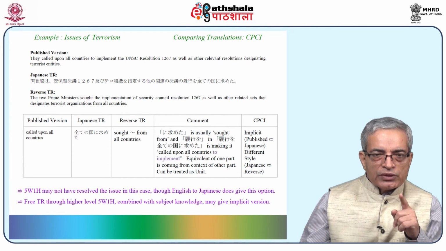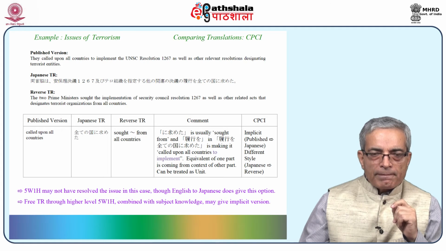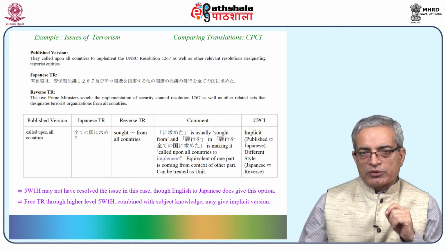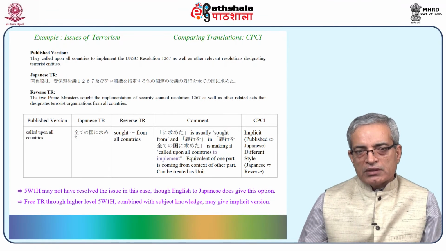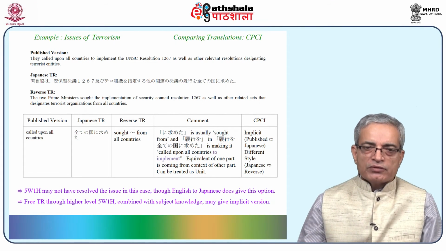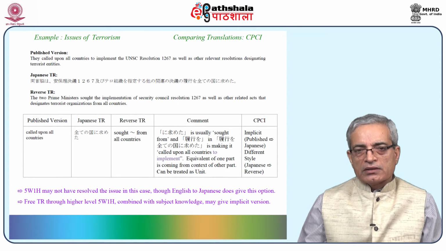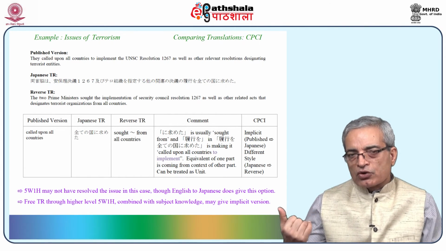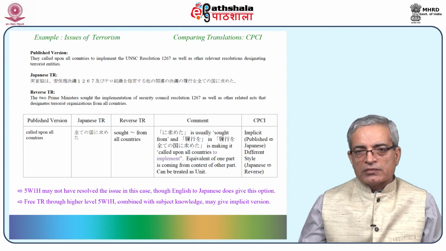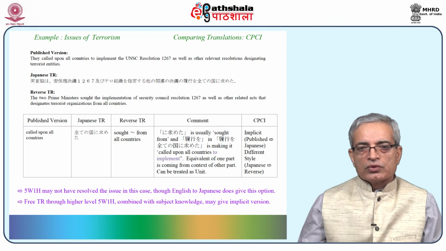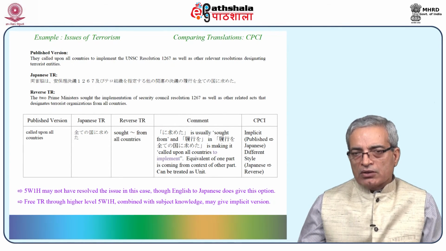Okay, now going further, can you read the published version, the component? Called upon all countries. Subete no kuni ni motometa. Okay, this is directly fine. What's in the reversed here? This sought from all countries. Okay. Now, motometa is getting translated in the reverse one as "sought from", "ni motometa", and in English, it's "called upon all the countries". Called upon all the countries, seeking their cooperation, is ni motometa. So, ni motometa is usually "sought from", and "riko o" in "riko o subete no kuni ni motometa" is making it "called upon all countries to implement".